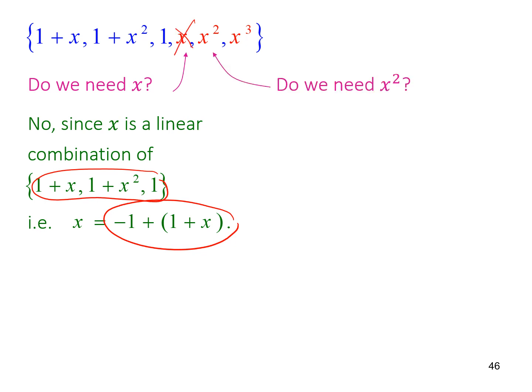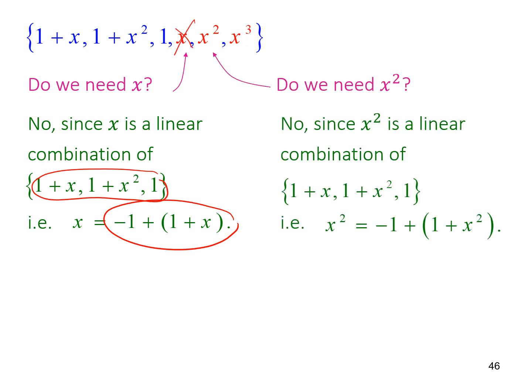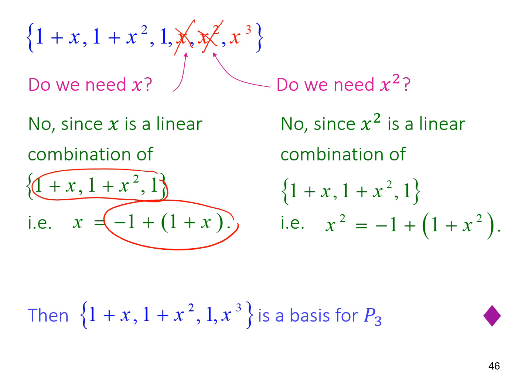What about x²? It turns out that we also don't need x², since x² is a linear combination of the previous vectors. So we cross out x². What is left is x³. Since we need another 1 vector, x³ will definitely be inserted into the set S. So now the set S has 4 vectors in total, and you might want to check that this set forms a basis for P3.